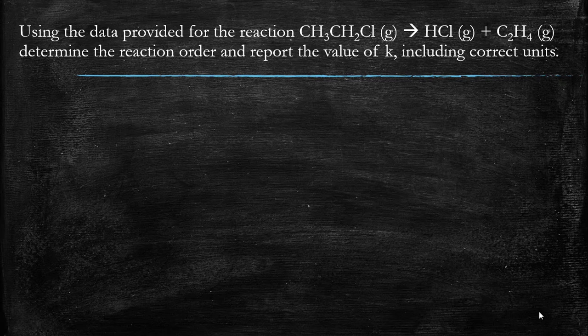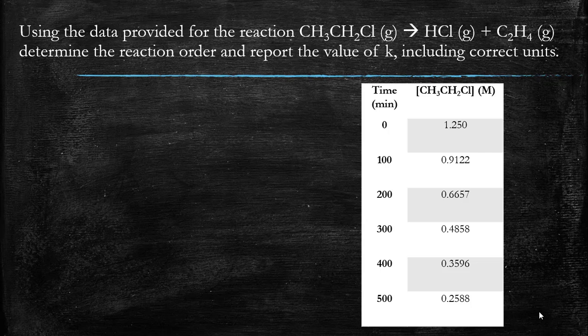In this question, you'll be provided data for the reaction of chloroethane becoming hydrochloric acid and ethene. You will then determine the reaction order and give the value of K, including the correct units. And here is the initial data.